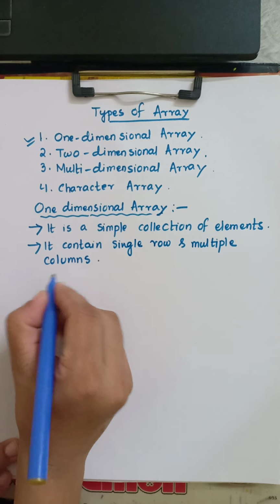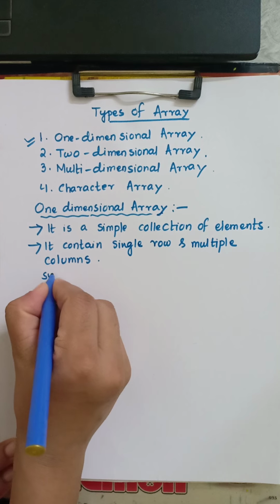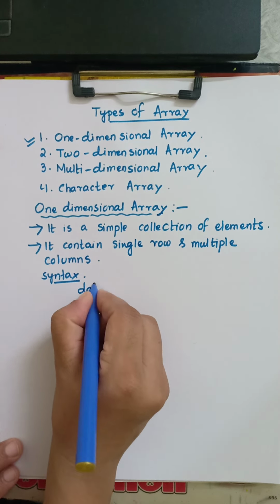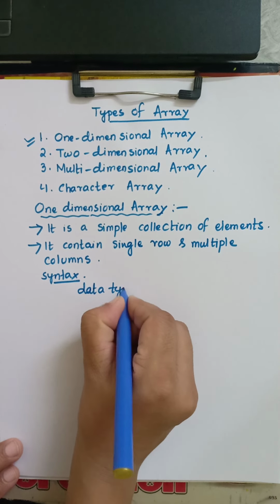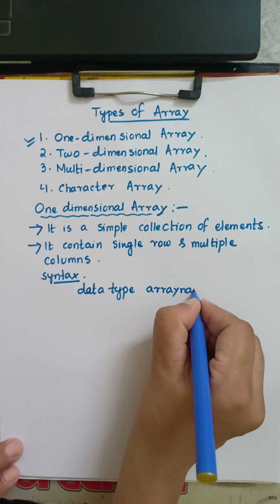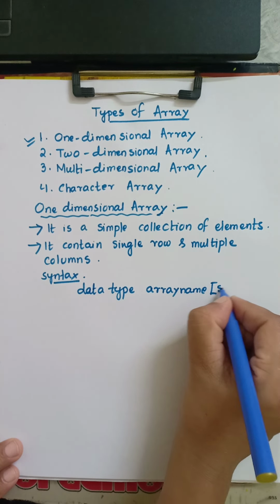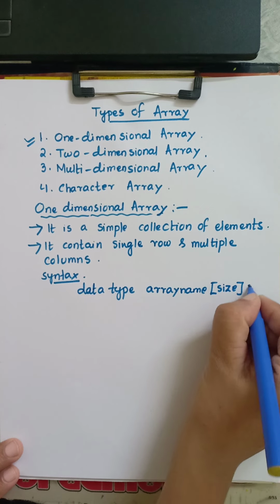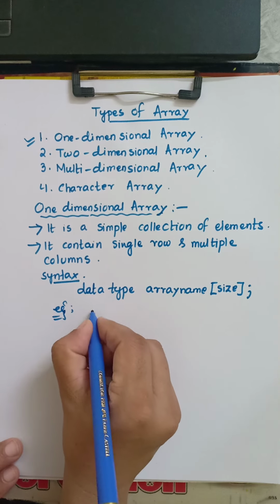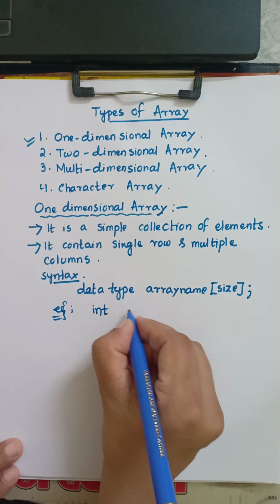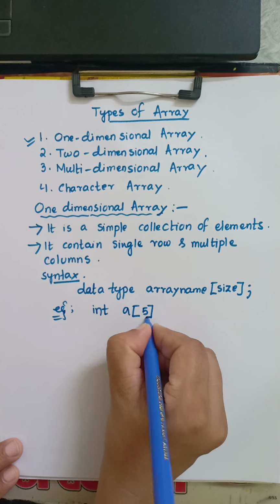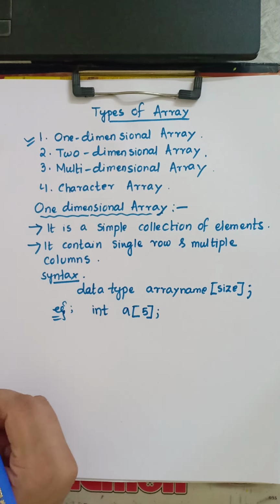So what is the example, how do we write the one dimensional array? What is the syntax? First we write data type, then array name, then the size of the array, then there is a semicolon. And the example is how we write in our program. Data type may be integer, float, character, then array name, I write any name for the array, then here I write the size. Okay, the size is 5.